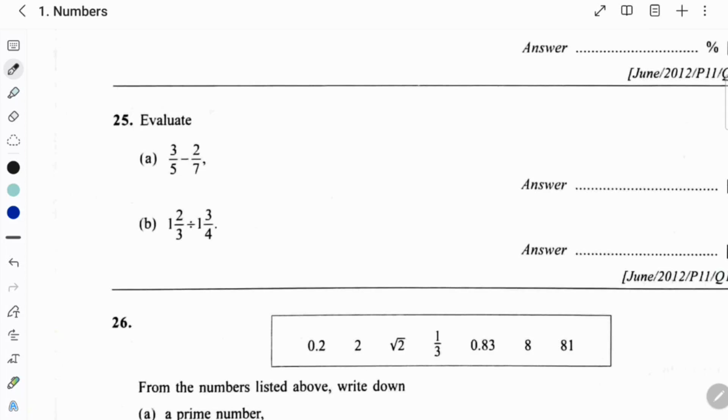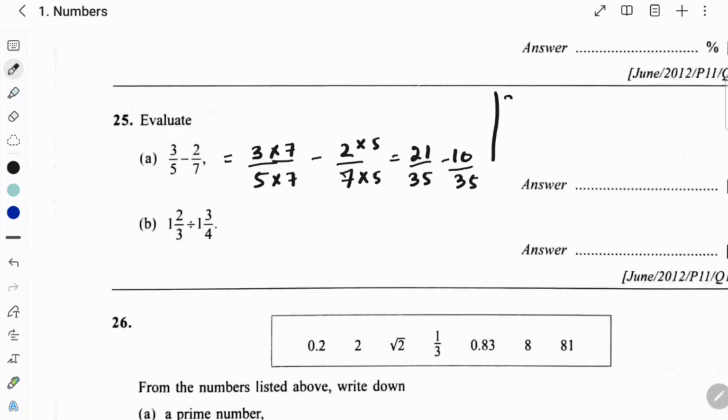Alright, now this question: evaluate part A. 3 upon 5 minus 2 over 7. We are going to make it 35. So this 3 upon 5 we'll have to multiply with 7, and this minus 2 over 7 will multiply with 5. And then we can write down 3 sevens are 21 over 35 minus 10 over 35. Now 21 minus 10 upon 35. 21 minus 10 is 11. 11 upon 35 is the answer for this question.